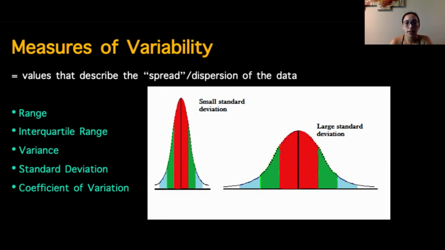When we look at measures of variability, these are values that describe the spread, otherwise known as the dispersion of the data, from a measure of central tendency. So the list of different types of measures of variability, you might have heard of some of them before, right? We have range, interquartile range, variance, standard deviation, and our coefficient of variation.